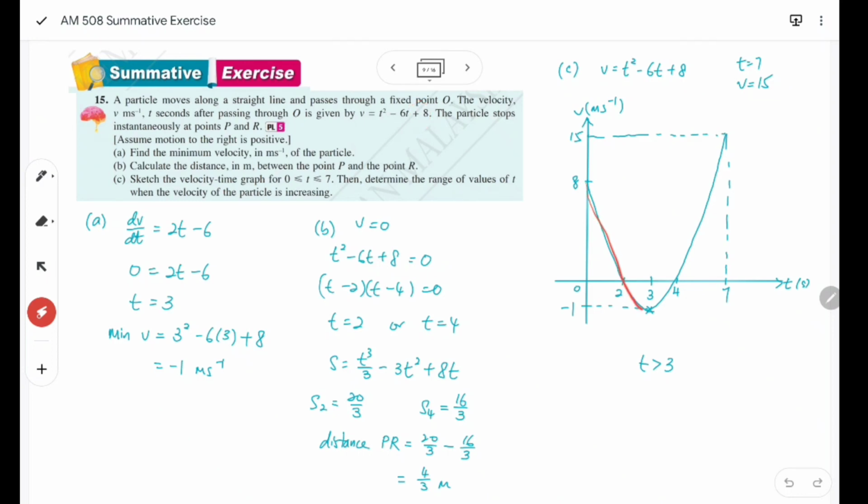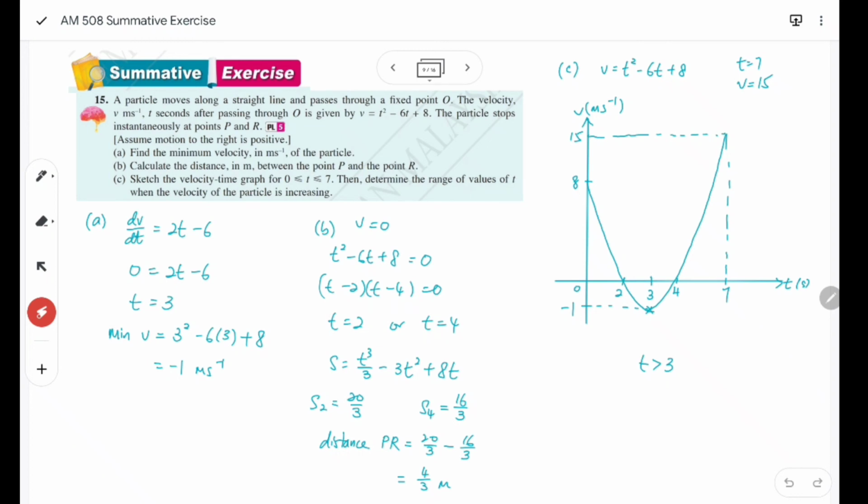So we will get a graph like this. And we stop at t equals 7. Therefore, we need to find out what v is when t equals 7. So when t equals 7, subbing 7 into the velocity function, we'll get v equals 15. So this is the complete graph of our velocity time graph.